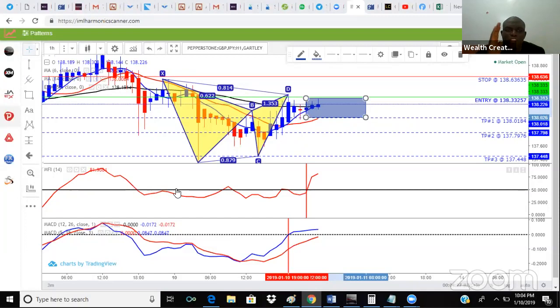So please just make sure you stick to the rules, everything in the same direction. Put in your right lot sizes using the Excel sheet, and make sure you check the sentiment before you put in your money.